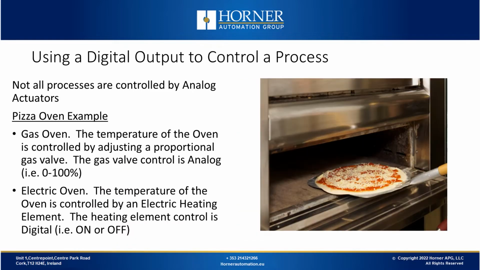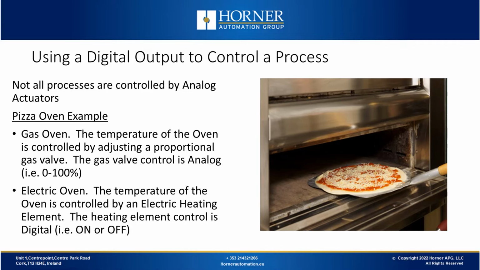Now let's look at the implications of using a digital output to control a process. First, why would you use a digital output to control the process? For that, let's talk about an example of a pizza oven. Let's say we have a gas pizza oven, and in this example we want to control the temperature of the oven by varying the amount of gas that's being provided to the burner. To do that, we'll adjust a proportional gas valve between 0 to 100%.